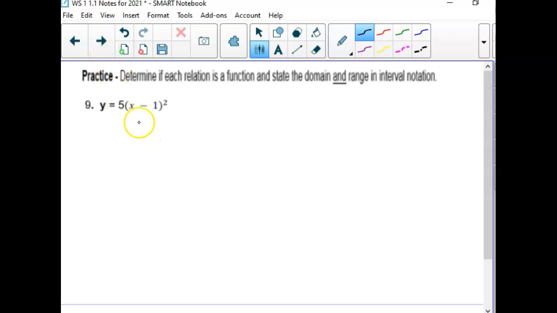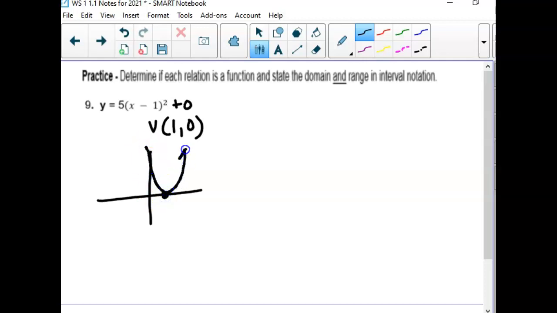All right. Anybody know what this is? It's a parabola, right? With a stretch. If I put a +0 on the end, the vertex is at 1, 0. It opens up. So 1, 0 would be here, and it would be going like this if we graphed it. So what, is there any, okay, it is a domain, it is a function. Sorry, gotta slow down here. It is a function, yes.